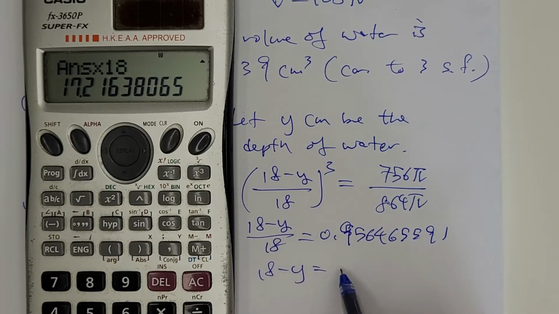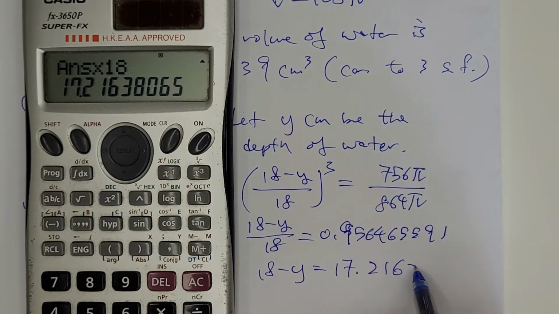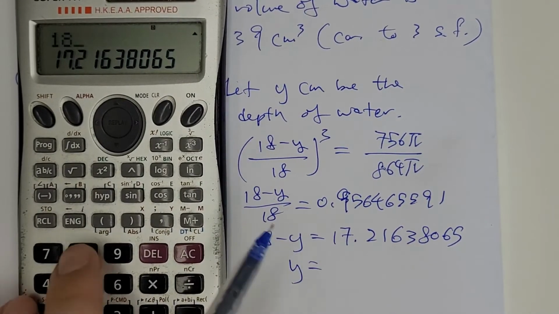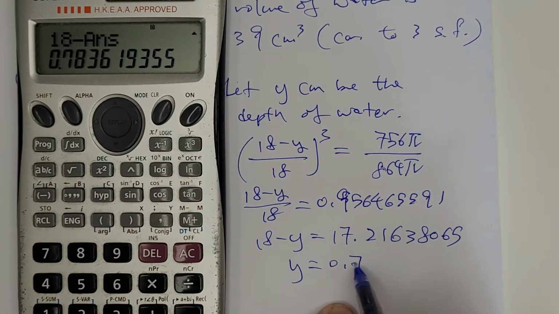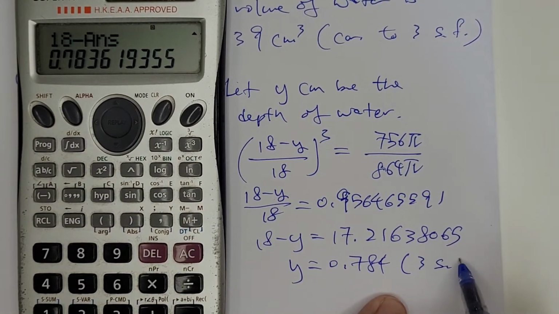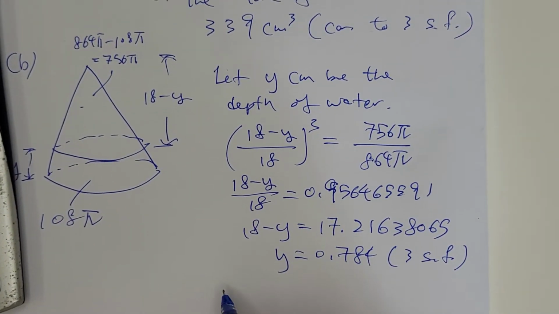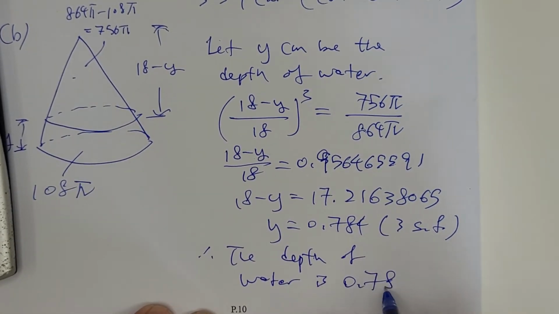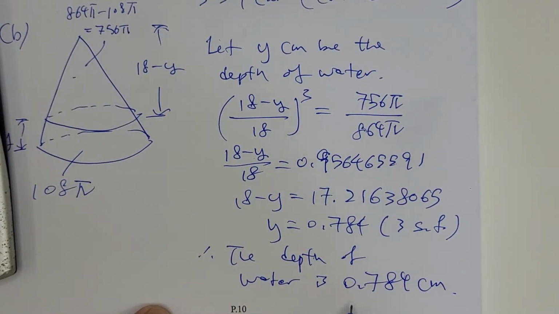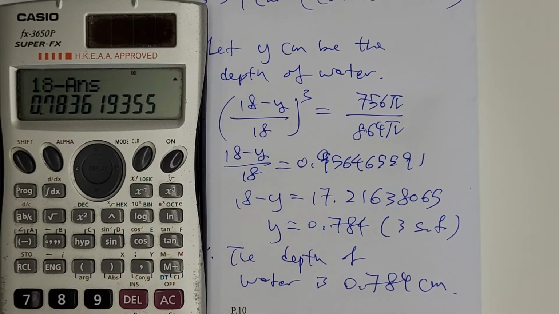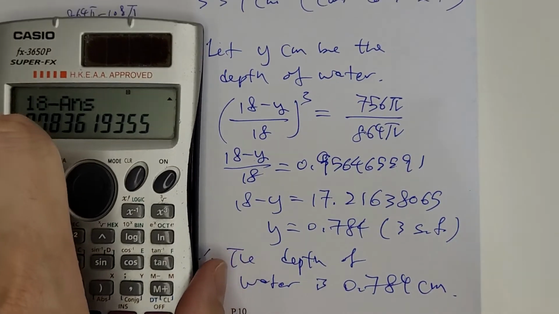18 minus y equals 17.21638065. And y, that is 18 minus this number, 0.784, three significant figures. Okay, at the final statement, therefore, the depth of water is 0.784 cm. Okay, and that is the numerical answer for you to check. So that is the end of question number 10.